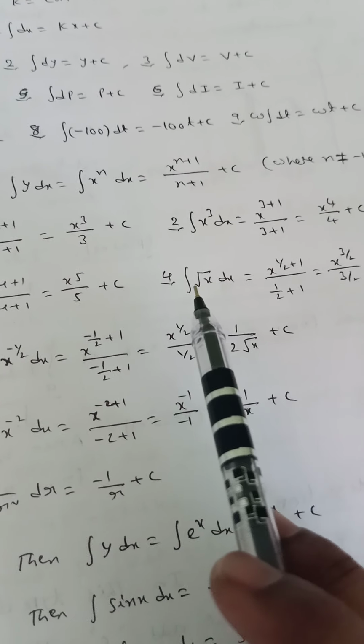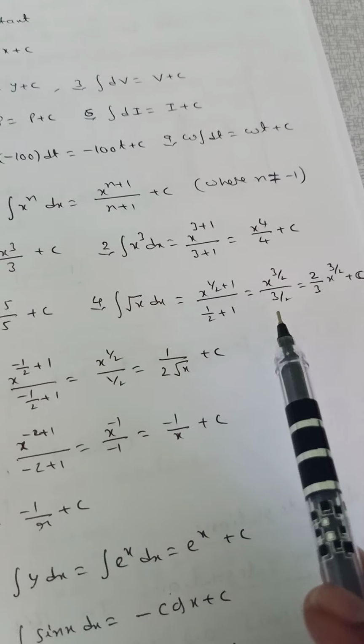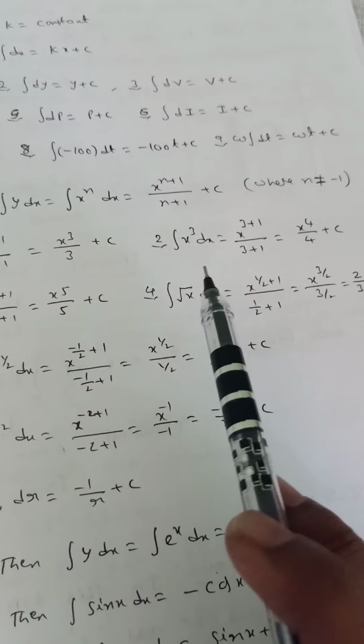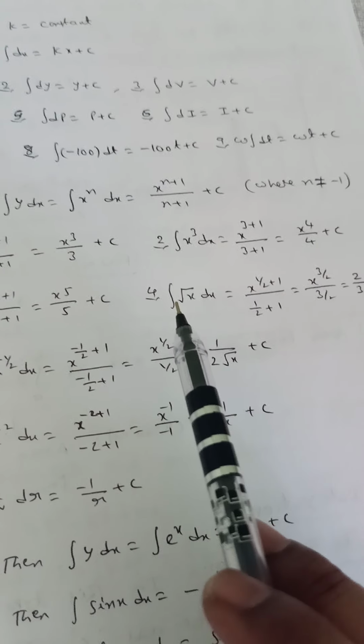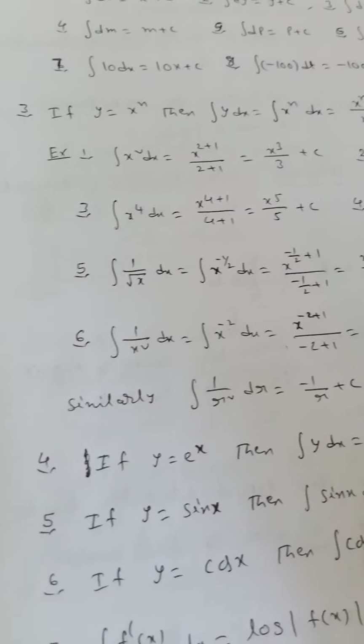X power 4 integration, x power 5 by 5. Root x integration: root x means x power 1 by 2, so add 1, that means x power 3 by 2 divided by 3 by 2, which is 2 by 3, x power 3 by 2. This is an important application in physics problems. Integral root x dx is equal to 2 by 3, x power 3 by 2.